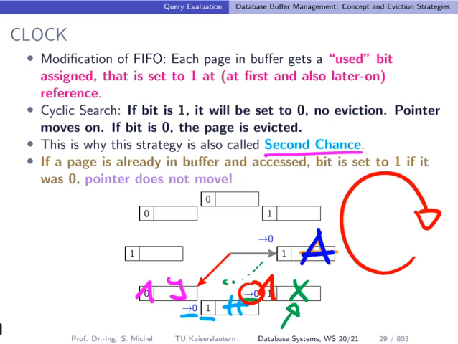That's the clock algorithm. You see, it's a little change to the FIFO strategy, but a very meaningful change. So if a page gets regularly accessed over time, it will remain in the buffer because the bit will always be reset to 1. And if not, and the arrow, this traversal, visits the page again, it's eventually eliminated.